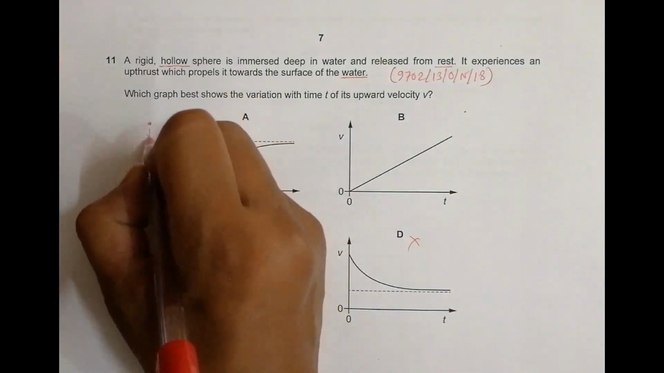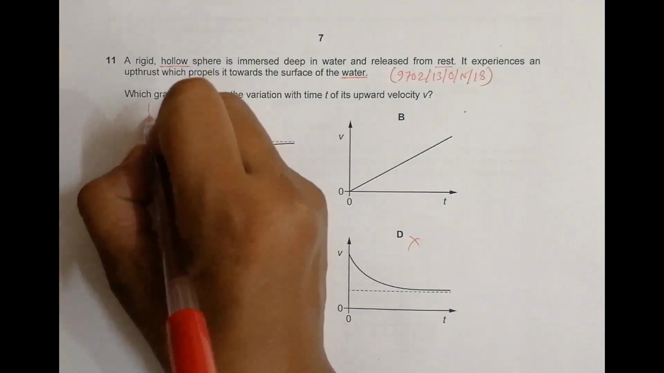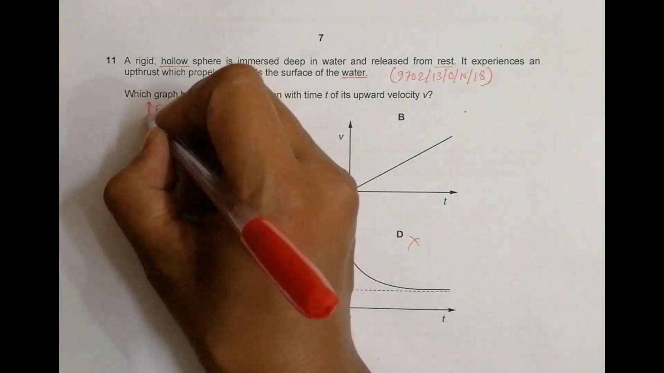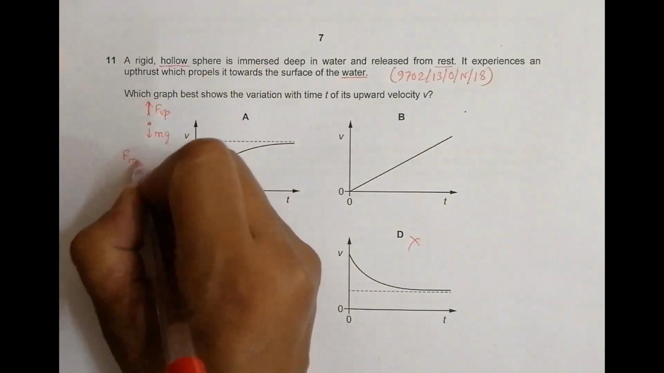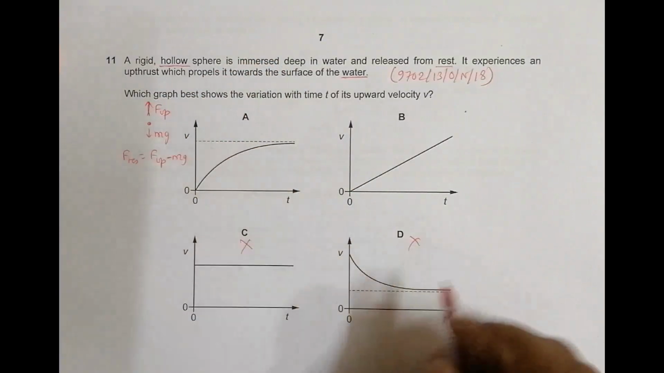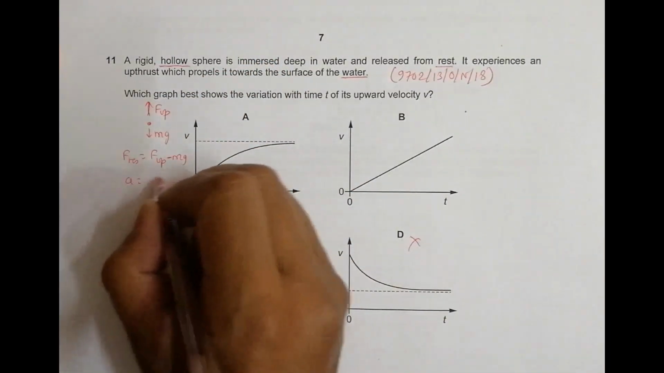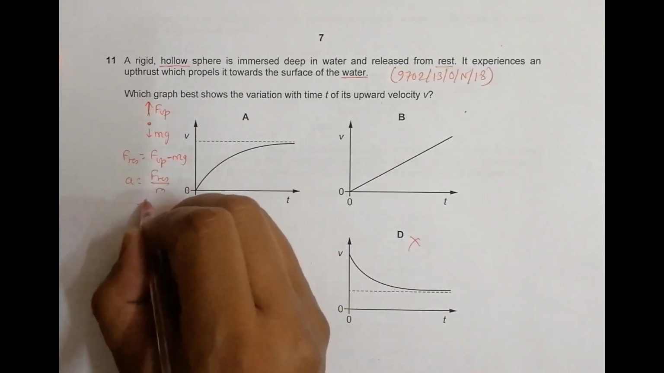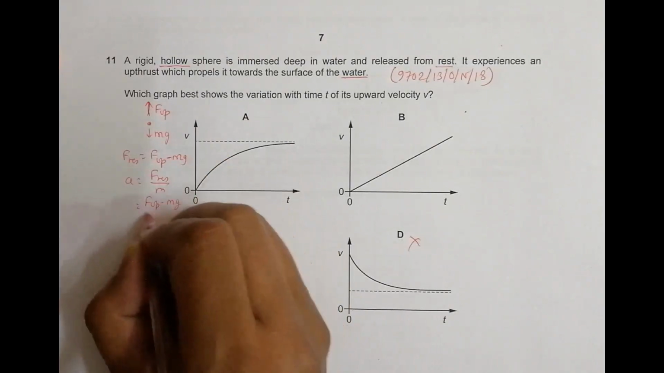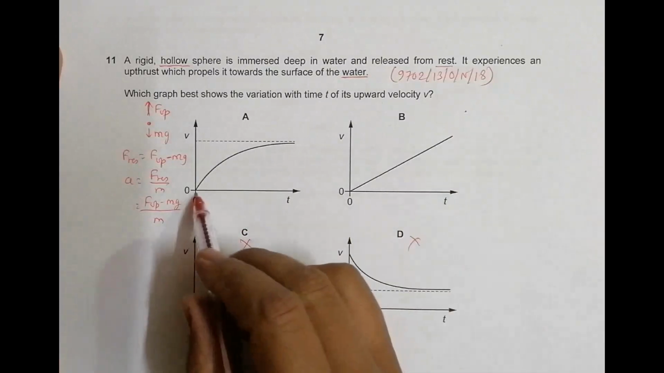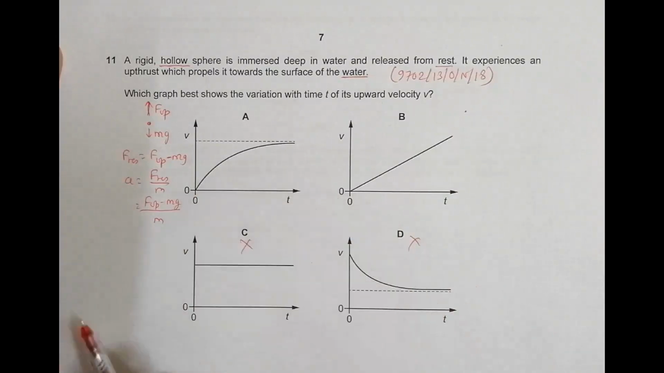Now this thing will be facing mg force downward and the upthrust force F up upward. So the resultant force will be equal to simply F upthrust minus mg, and there will definitely be some acceleration, a equal to F res by m, so it is F upthrust minus mg whole divided by m. So in the beginning there will be some sort of acceleration. So in both these cases we have got acceleration because we have some slope here, and some slope here.